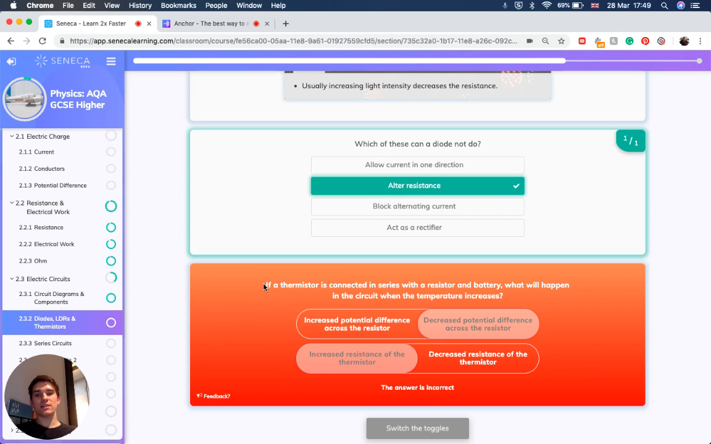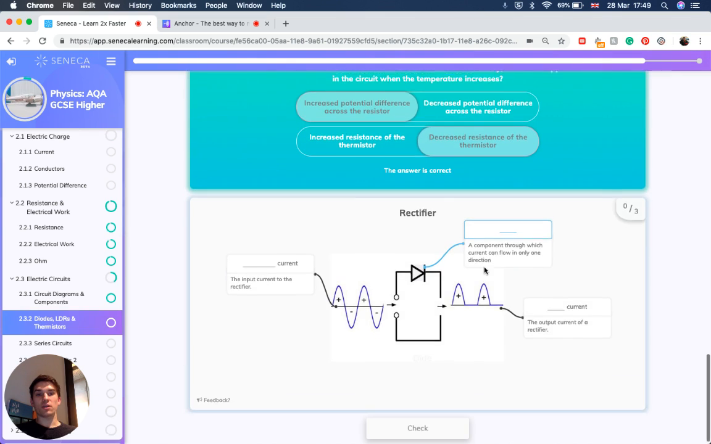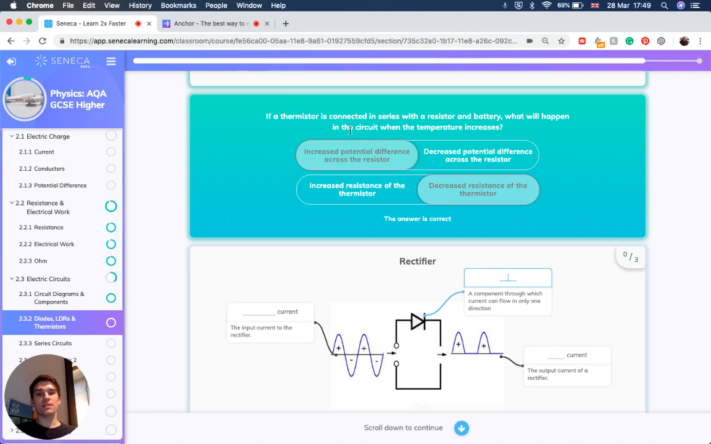Now have a think about this. If a thermistor is connected in series with a resistor and battery, what will happen in the circuit when the temperature increases? Well, first of all, there'll be an increased potential difference across the resistor, and there'll be a decreased resistance of the thermistor.